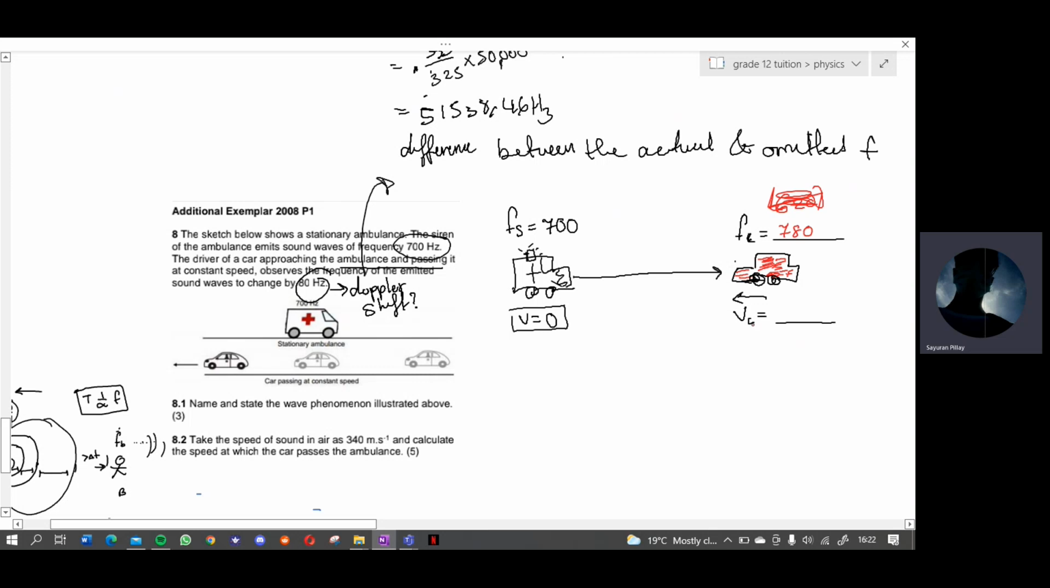And now we just need to solve for VL. So we put that into, oh, first we have a question, 8.1: name and state the wave phenomenon illustrated above. That's going to be the Doppler effect.